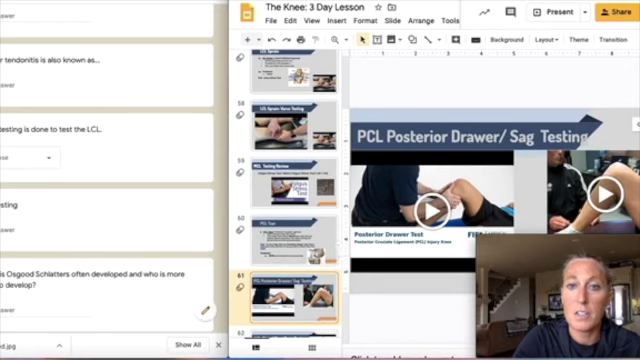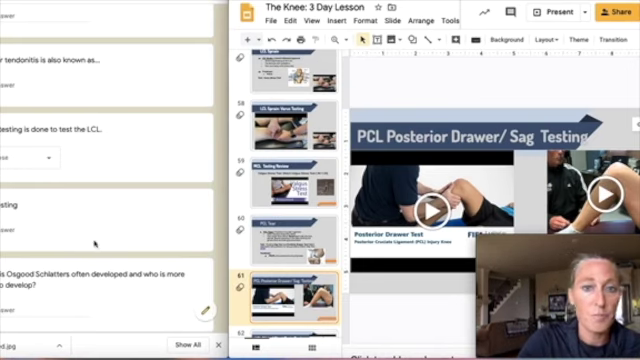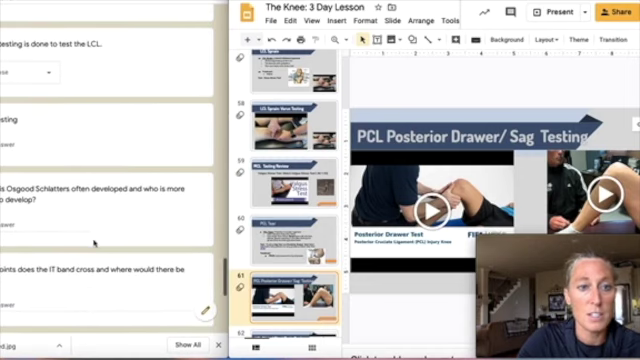PCL tear. PCL testing is posterior drawer test or the SAG test, the posterior drawer test where there's pressure so that the tibia is pushed back. If there's a lot of laxity, that could mean a torn PCL. And the SAG test, this was a video we watched, and then the tibia just kind of shifts back or sags back. So posterior drawer, SAG test.